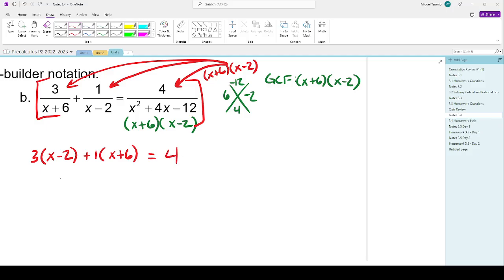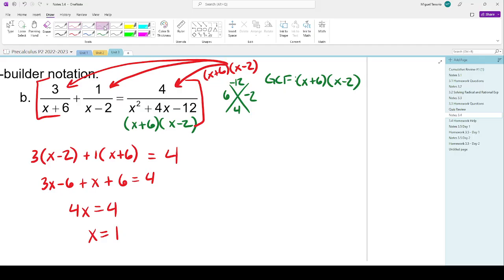So now we have a nice, multi-step algebra 1 equation. So we're going to get 3x minus 6 after distributing plus x plus 6 equals 4. And at this point now, we are home free to go ahead and solve it. 4x equals 4, x equals 1. Now, I did forget to do something, and I'm sure you probably caught it at this point.